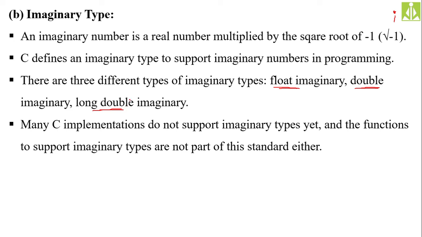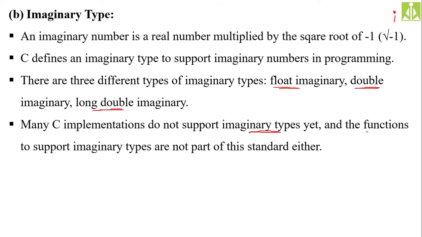Okay, many C implementations do not support imaginary types yet. If you go to traditional C, or C85, we don't have the concept of imaginary numbers. These imaginary numbers were introduced in C99 only. So just remember this: when we are talking about imaginary numbers, the version of C we are using plays a vital role. If your version of C is an older one, it does not support imaginary types. If it is a latest one, having support for C99, then you can expect these imaginary numbers.